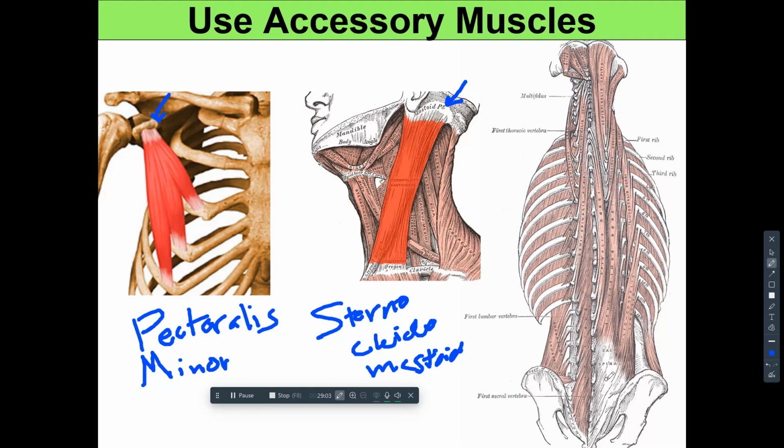Now, lastly, we got these long, deep back muscles. These deep, long back muscles are known as the erector spinae. That says erector, E-R-E-C-T-O-R, spinae. And what the erector spinae are going to do is straighten your vertebral column.